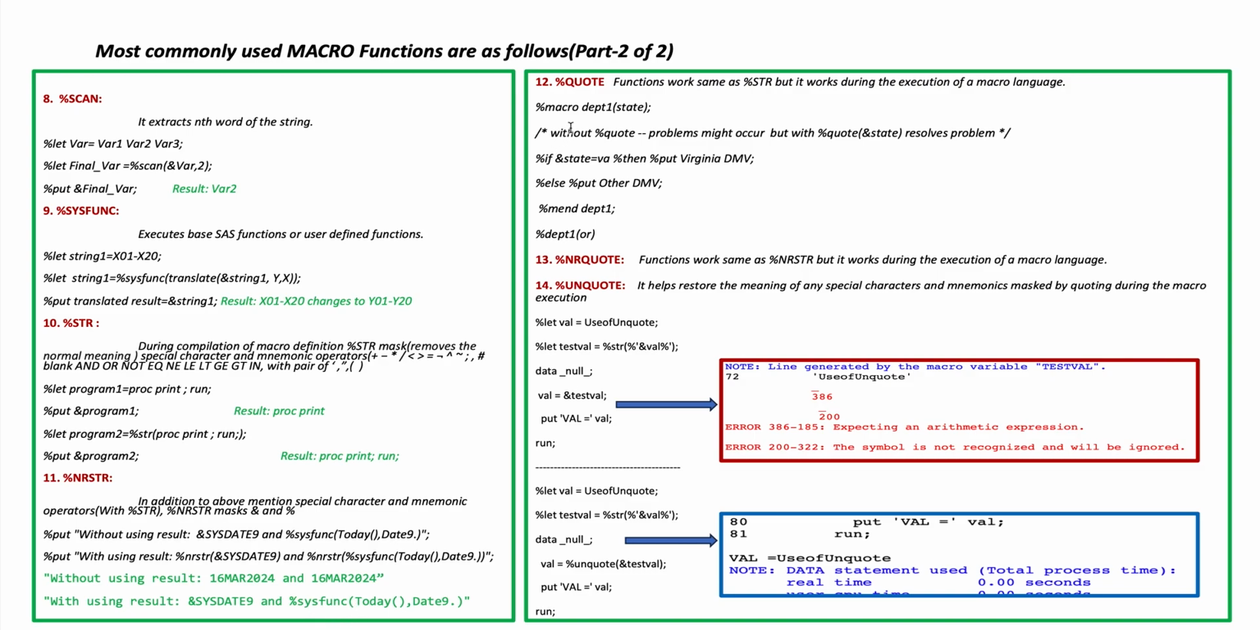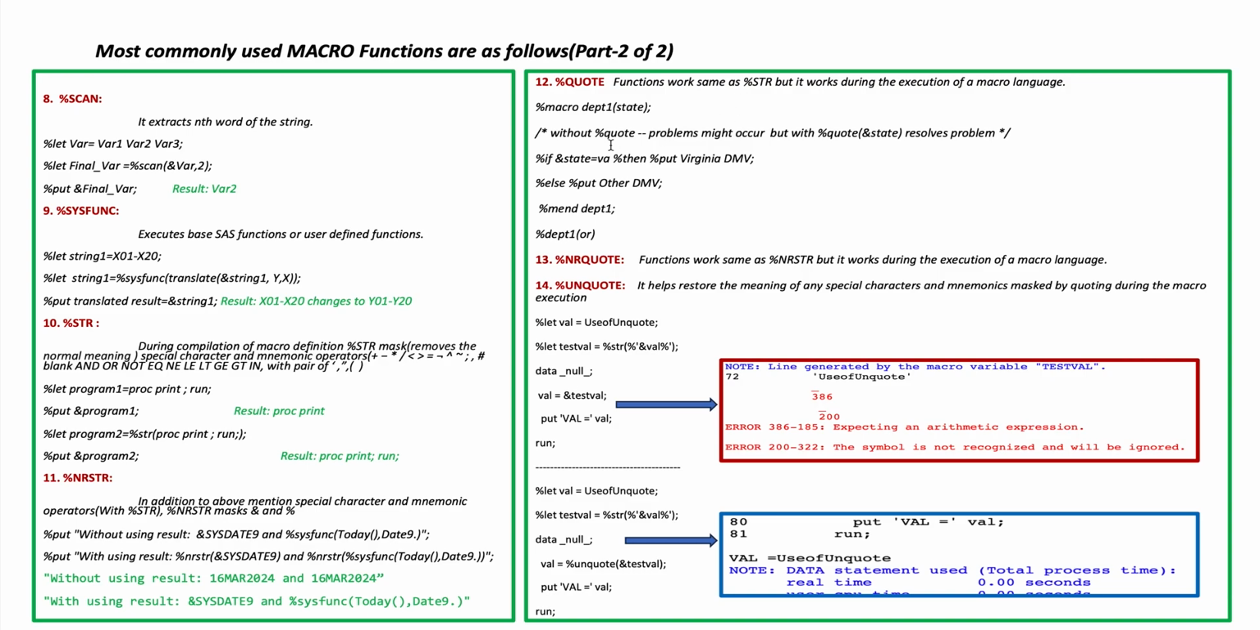Number 12, %quote. The %quote function works the same as %str, but it works during the execution of the macro language. In the macro language, there is a two-step process. The first one is compilation, the second one is execution. In general, in compilation, it checks for errors. If everything is okay, then it pushes to execution.